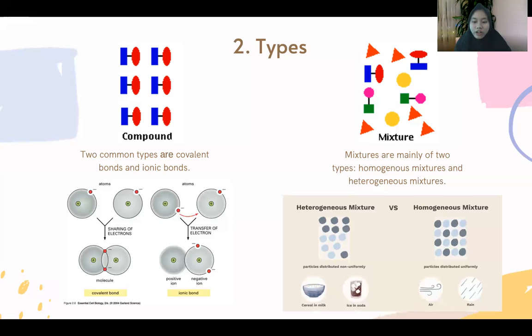So for the air, if we look at the air, it's like just one substance, right? But in the air, there are so many elements or compounds combined to become a mixture. Like in the air we have oxygen, we have nitrogen, and we have carbon dioxide, and they mix together to become the air.